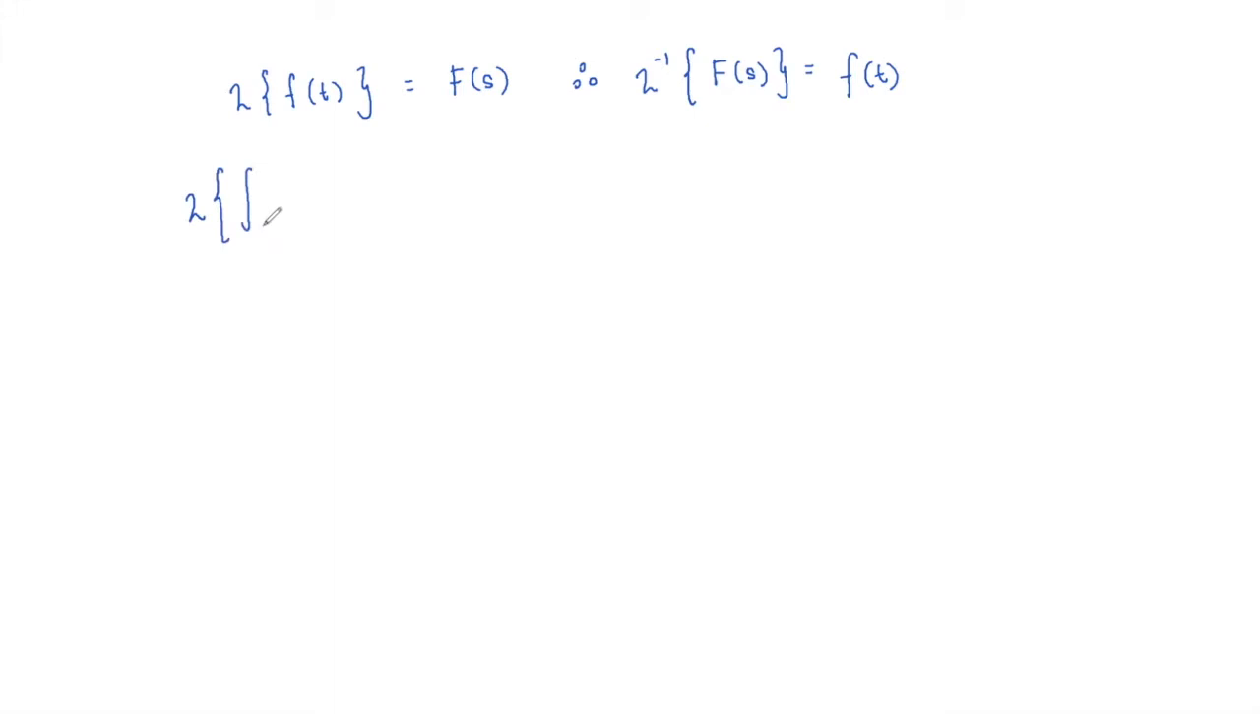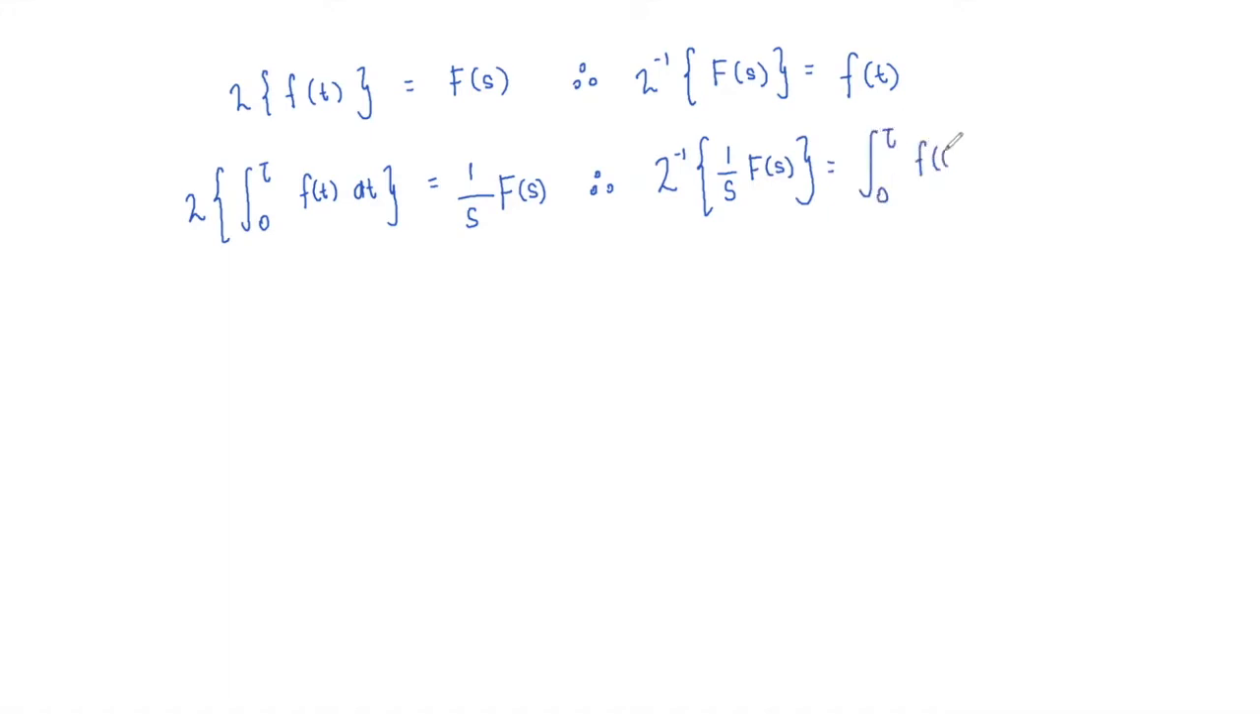Now, if f(t) is integrated from 0 to tau, its Laplace transform is basically 1 over s F(s). So this implies that the inverse Laplace transform of 1 over s F(s) is equivalent to integration of f(t) in the time domain from 0 to tau. So what we have demonstrated just now is the theorem of Laplace transform of the integrals.